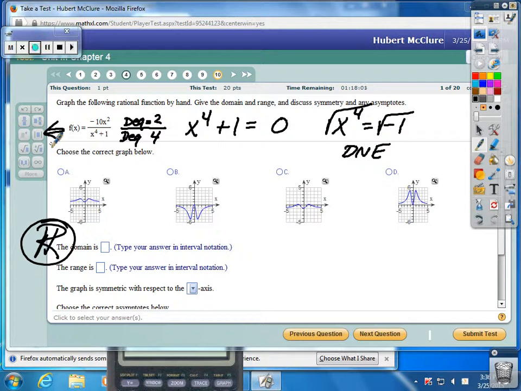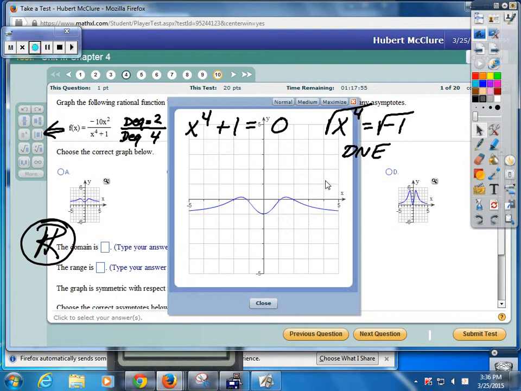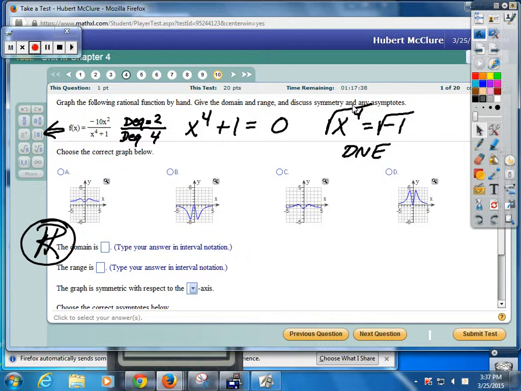Is this one 0? Yes or no? No, why? It goes over it, see? What does an asymptote do? Does your function touch the vertical or horizontal asymptote? Yes or no? It does not. This one goes over it, so it's not that one. So take that one out.